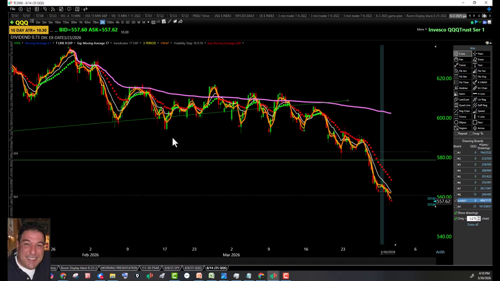The upper third is bullish. The middle third is neutral. They're in the middle third right now. SPY didn't quite make it there today. So there's QQQ on the 2-hour.